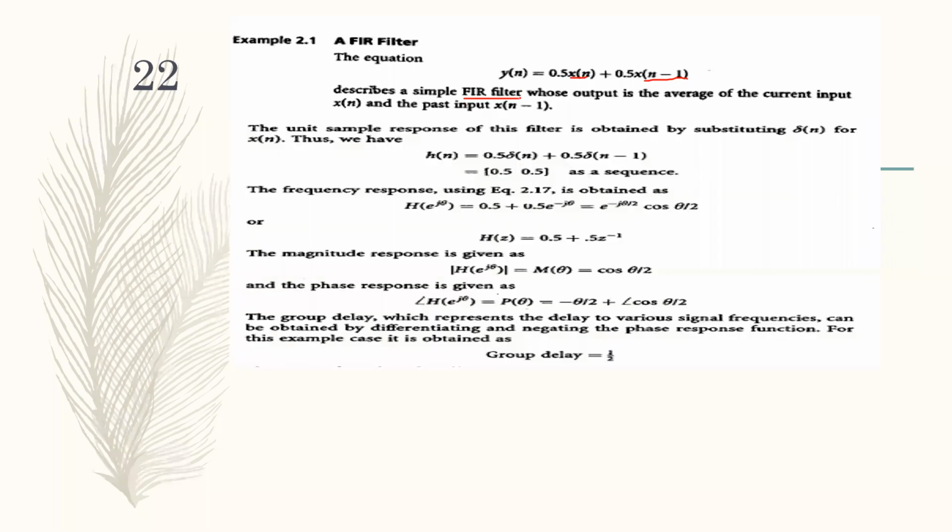Now, if I have to obtain its frequency response, then I have to go ahead and see how I can solve this entire equation. Here I'm trying to obtain the unit sample response of this filter. So when I want the unit sample response, I substitute the input with delta n. That is, I'm considering input x of n equal to the impulse delta n, to obtain how the system responds to the impulse input.